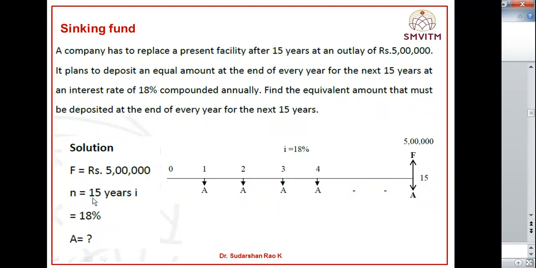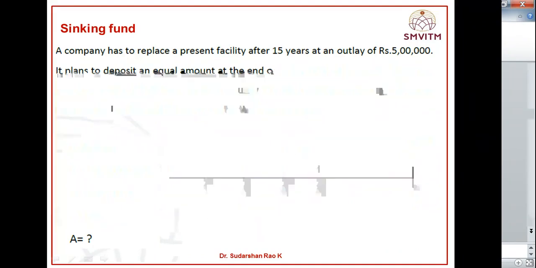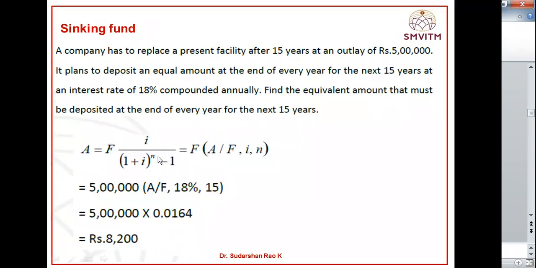F is 5 lakh, N is 15 and I is 18%. Here A equals F into I divided by (1 plus I) to the power n minus 1, or this factor is (A/F, I, N), so we need A. F gets cancelled, therefore we will get A. This factor value is 0.0164. Therefore, if we deposit 8,200 rupees every year, then he can get 5 lakh rupees at the end of 15 years at an 18% interest rate.